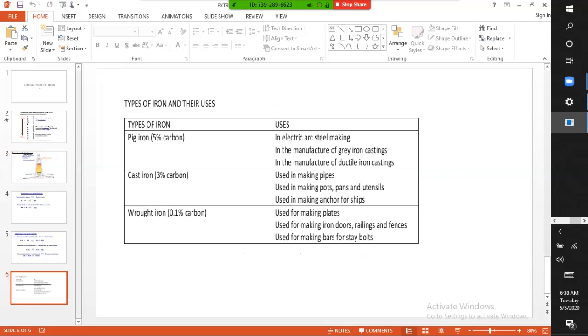The best form of iron is wrought iron. It contains less than 0.1% carbon. Normally used in making plates and iron doors and bars for steel boats, etc.